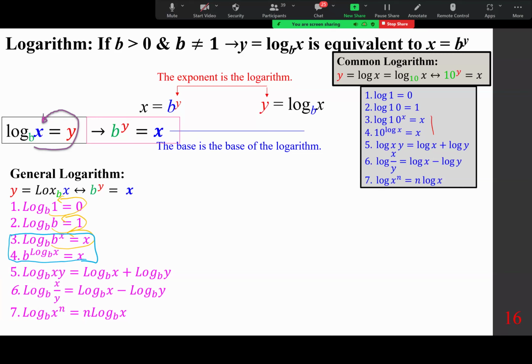And again, numbers 3 and 4 refer to the fact that logarithmic functions and exponential functions are inverse functions.